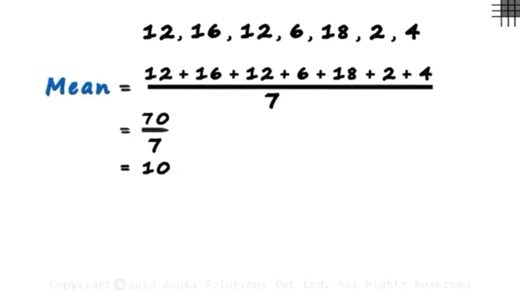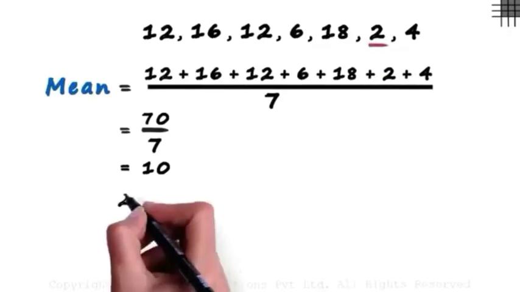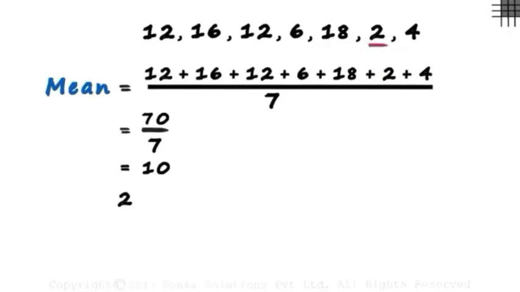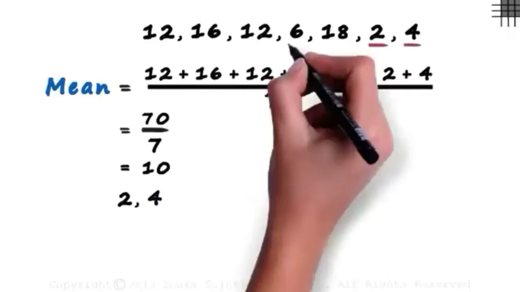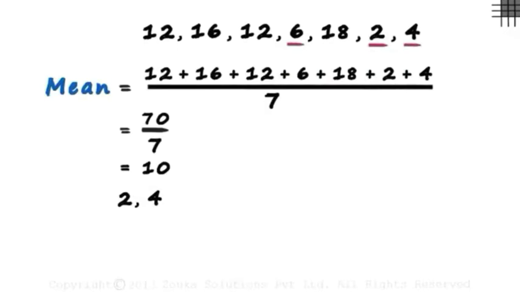number. 2, as we can see, is the least number. We write a 2 first. The next higher number is 4. We write a 4 next. Then 6. It is always a good idea to mark the numbers you have written with a pencil. If the list is huge, there is a chance that you might miss out a few numbers.